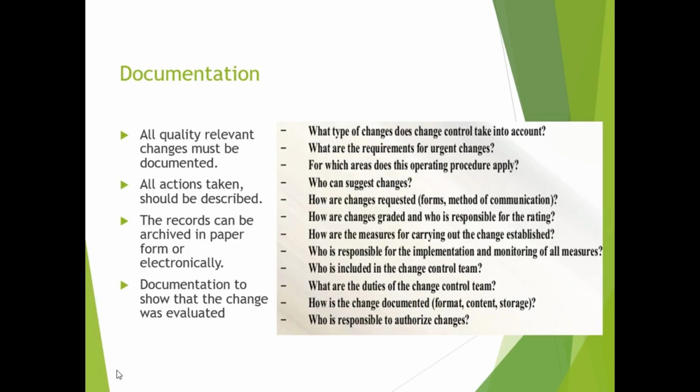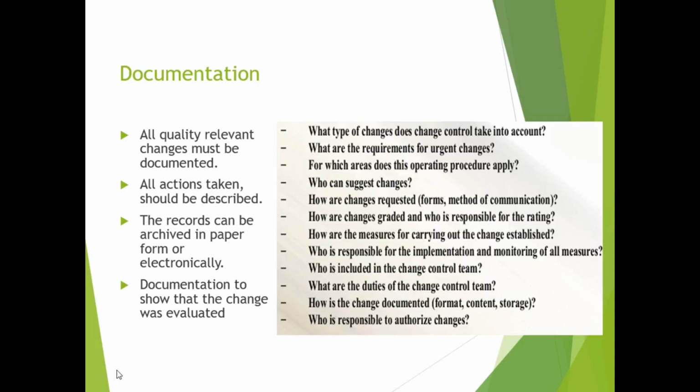So if your process is changing due to a major change, then you need to have your actions documented and a discussion around the need for requalification or revalidation if the case warrants it. The records can be archived in paper form or electronically, and the documentation for the change procedure should show that the change was evaluated, so the risk analysis was carried out.